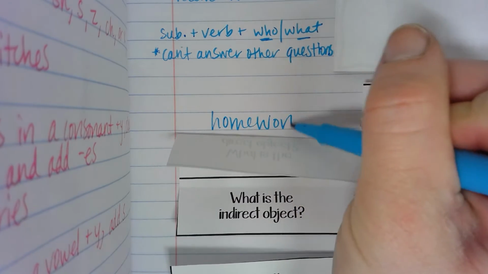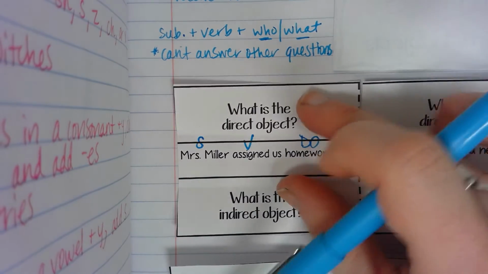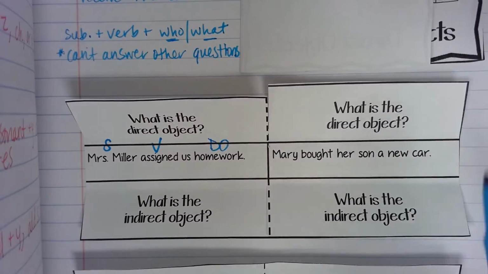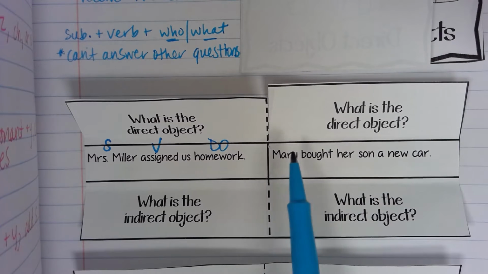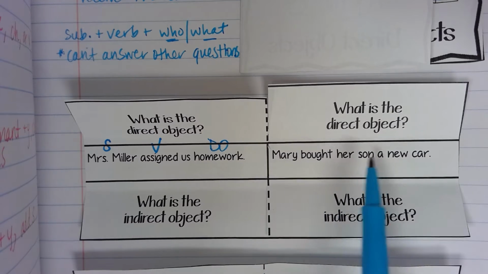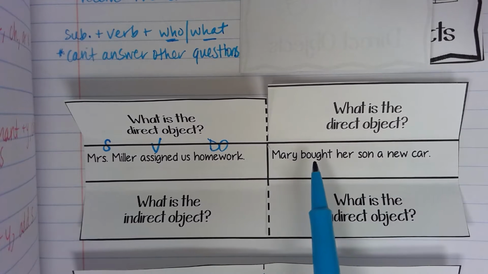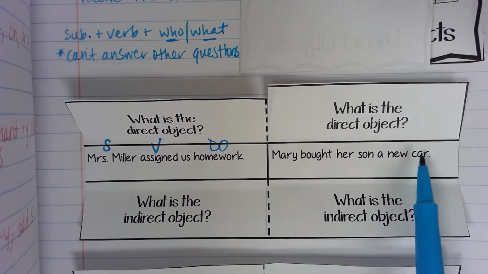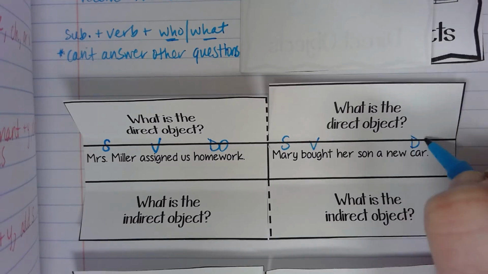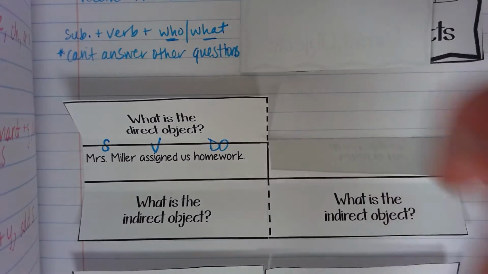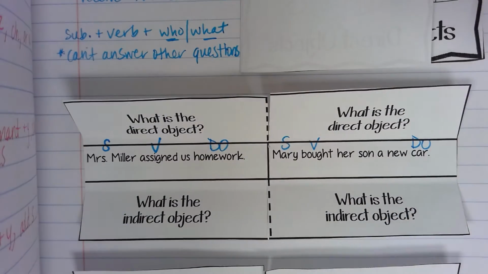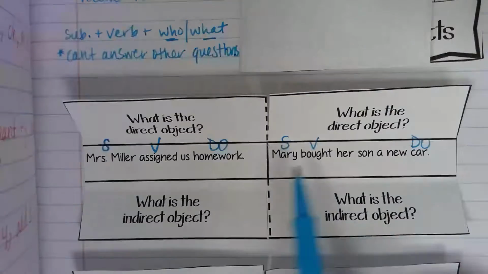Mary bought her son a new car. Find your subject, Mary. What did she do? Bought. Bought who? Could answer son, but she didn't buy her son. She didn't pay for her son. What did she buy? Bought what? Bought car. So Mary's our subject, bought is our verb, and car is our direct object. So let's write car underneath. Okay, so car is our direct object. So think about what is actually being bought or what is actually being assigned. Think about what that is actually instead of what it could be in this case.